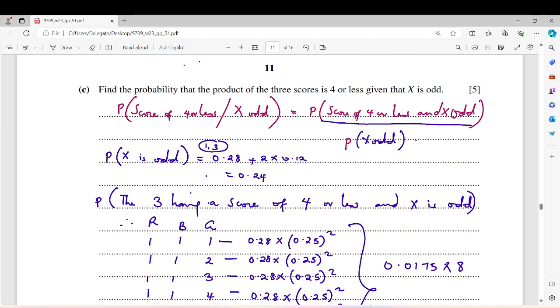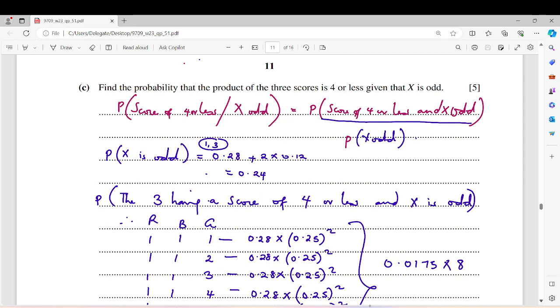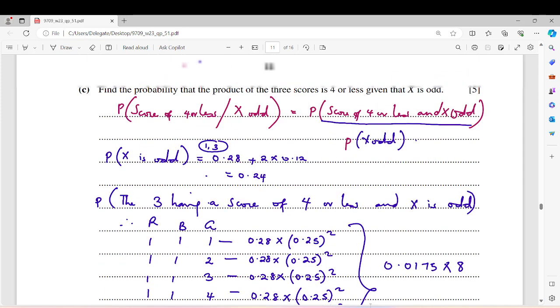This one took a lot of marks, and it says find the probability that the product, so here they're talking about product, meaning when you multiply them, you should have 4 or less, meaning when you multiply all the numbers portrayed by those spinners, we should have 4, we should have 3, we should have 2, and we should have 1. But the question says, find the probability that the product of the 3 scores is 4 or less, given that X is odd. So the condition here is that the R must show odd.